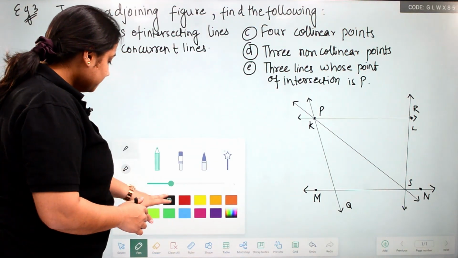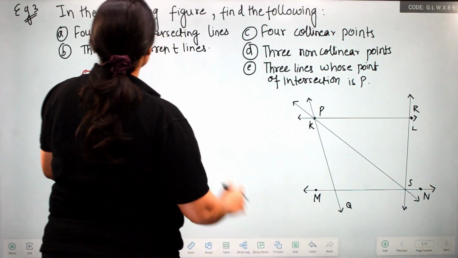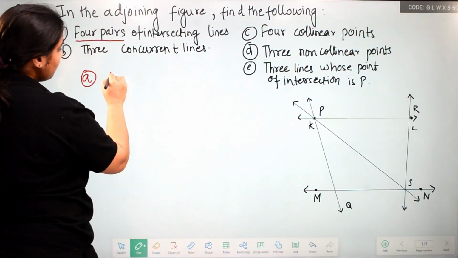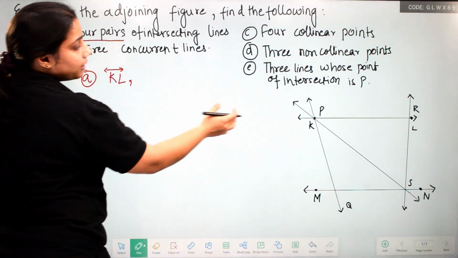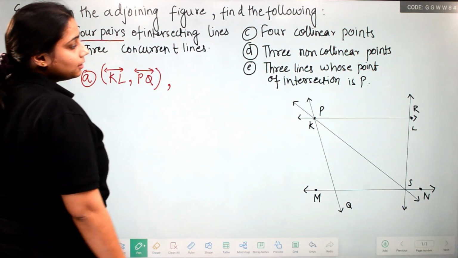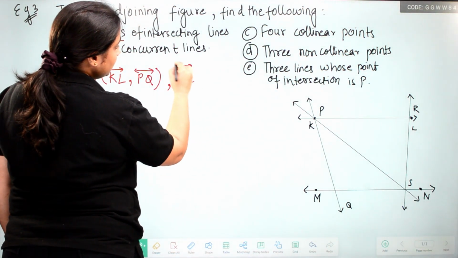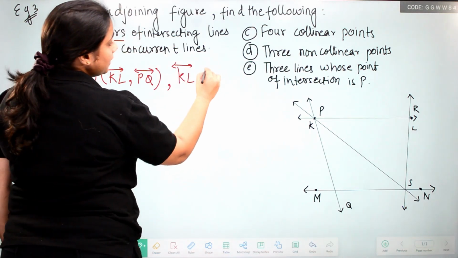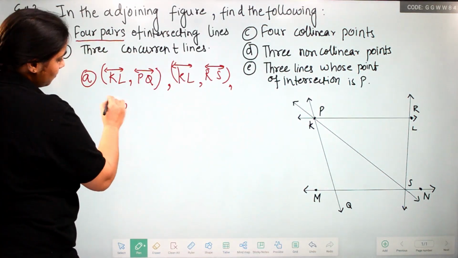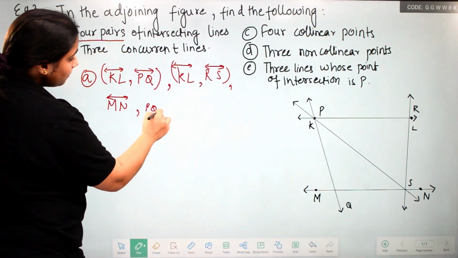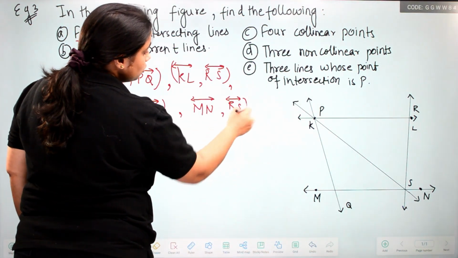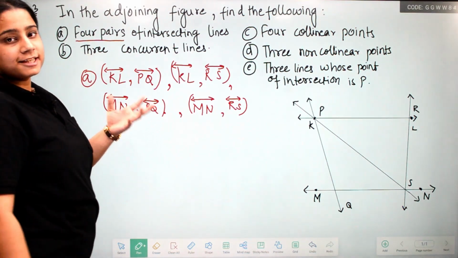So part A, by seeing the figure, we can tell the 4 pairs of intersecting lines. Firstly, KL is being intersected by PQ. So this is our first pair. Then again KL is being intersected by RS. Next comes MN, this line. This is being intersected by PQ and also by RS. So we got the 4 pairs of intersecting lines.